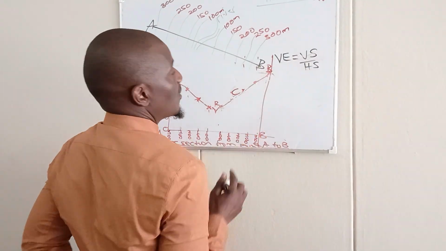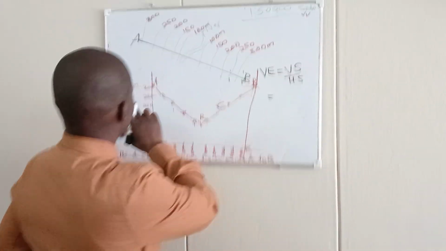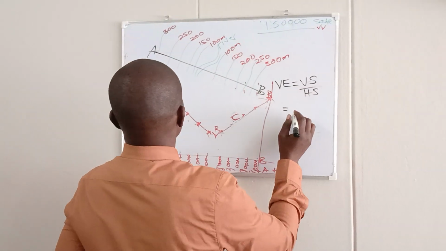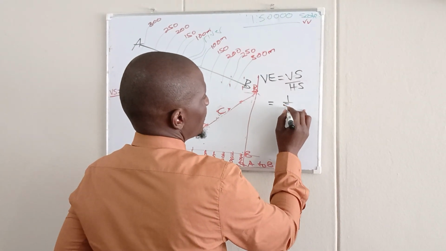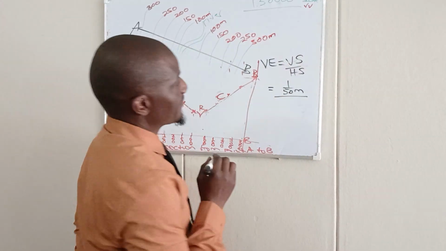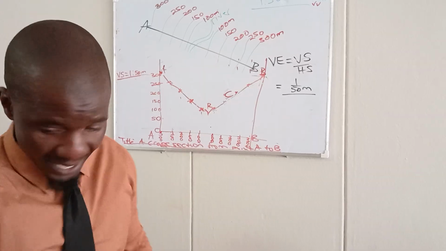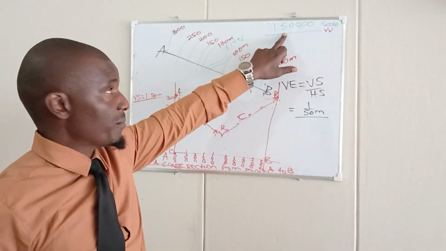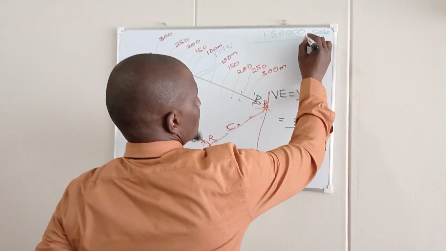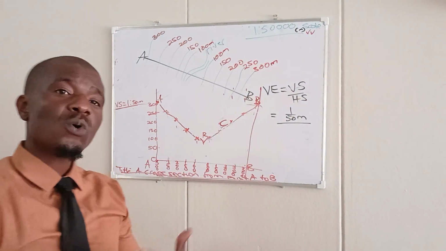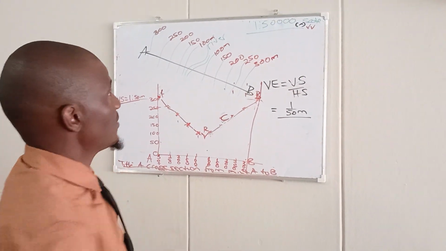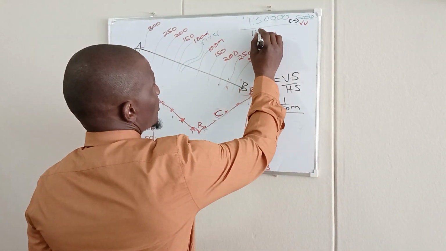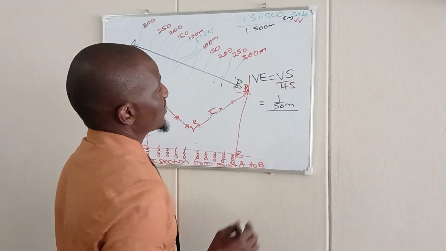We say vertical scale over horizontal scale, which means if I'm going to look at my vertical scale, remember this is my vertical scale, okay? 1:50 meters, divided by my horizontal scale. The horizontal scale is the scale of a topographical map. This is in centimeters, so I'm going to convert this into meters to make my life easier. If I convert 1:50,000 into meters, I'll get 1:500 meters.